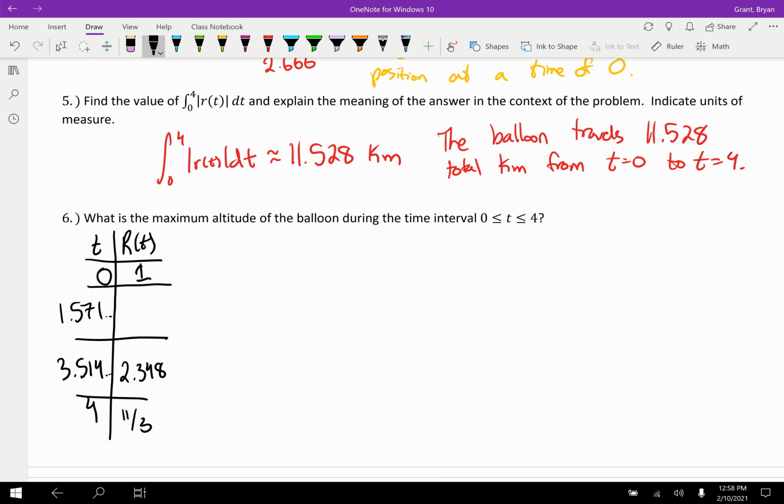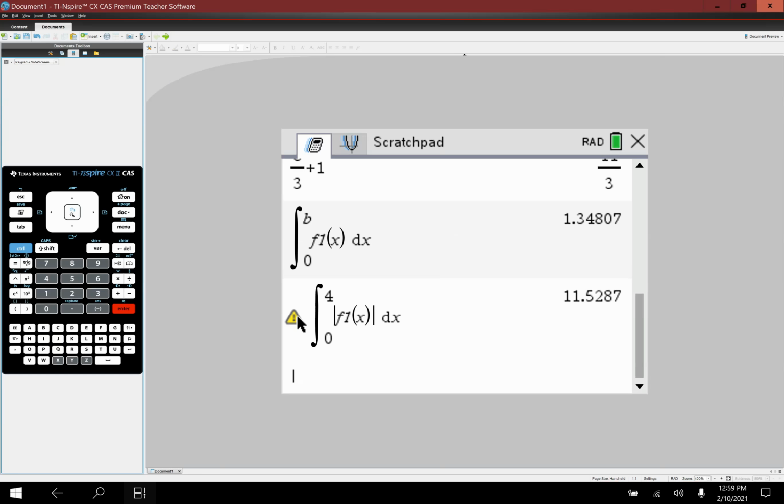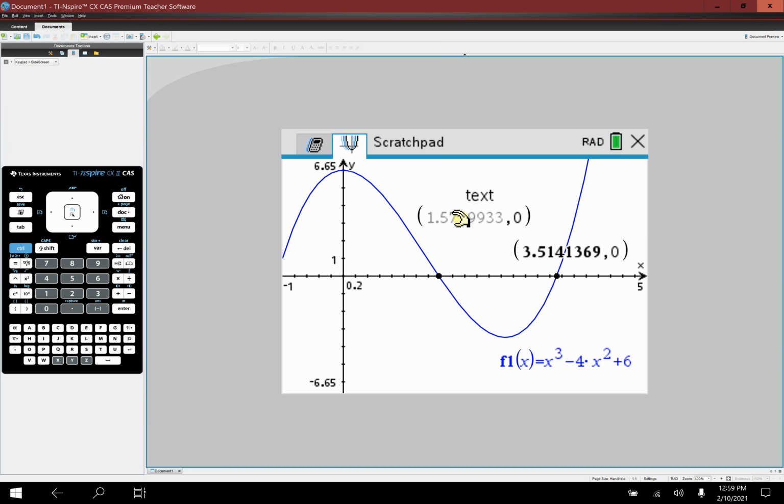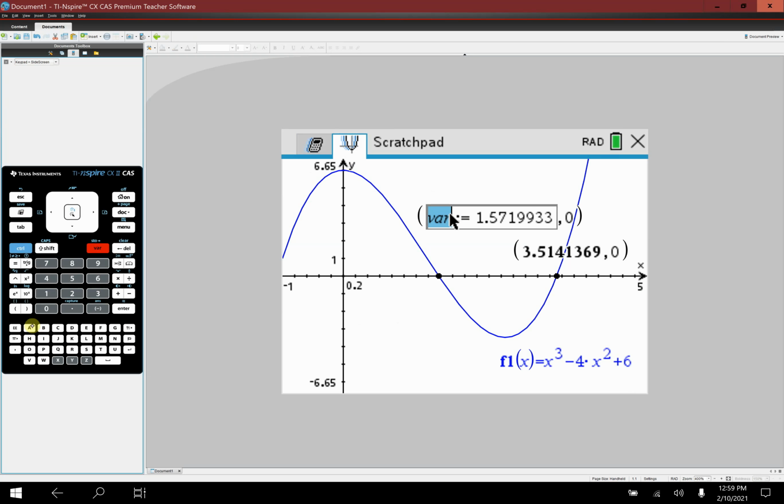To do this one, all we do is we do that same function. We're going to say R of 1.571 dot dot dot. It's going to be where the balloon started plus the integral from 0 to 1.571 of R of t dt. And we can take care of all of that on our calculator, but I do want the most accurate value of 1.571 whatever, so I'm going to jump back to my graph. I'm going to practice clicking once, and then Control Store. I'll store this one as A.